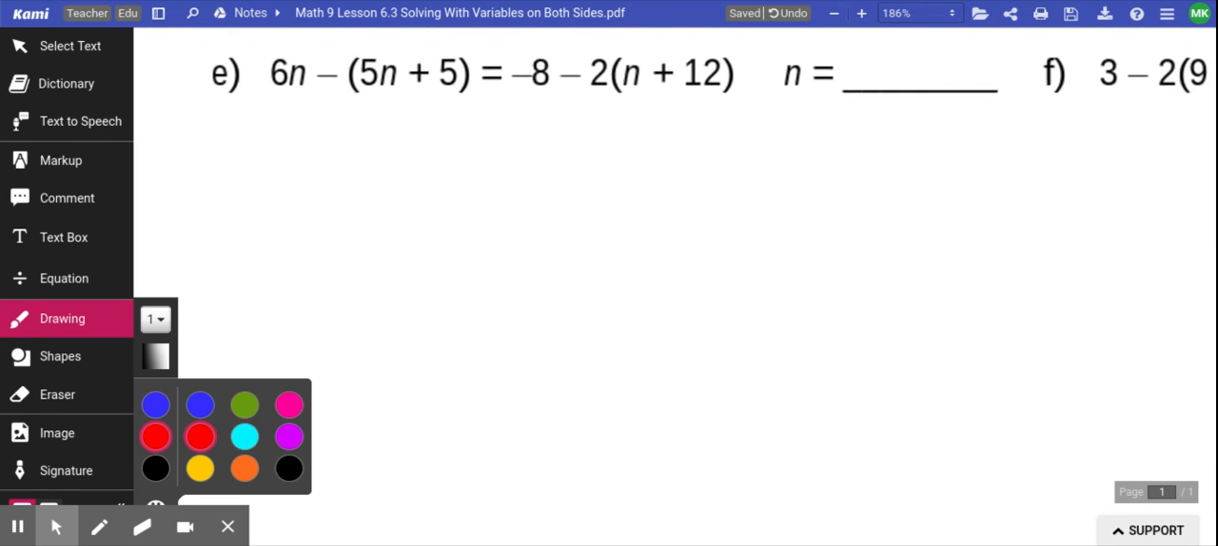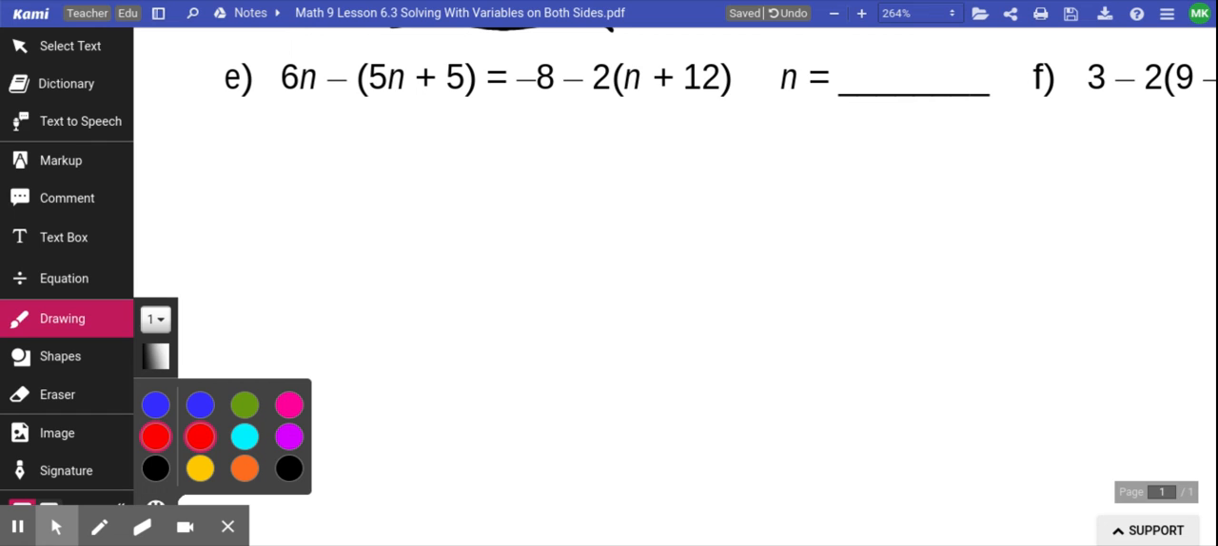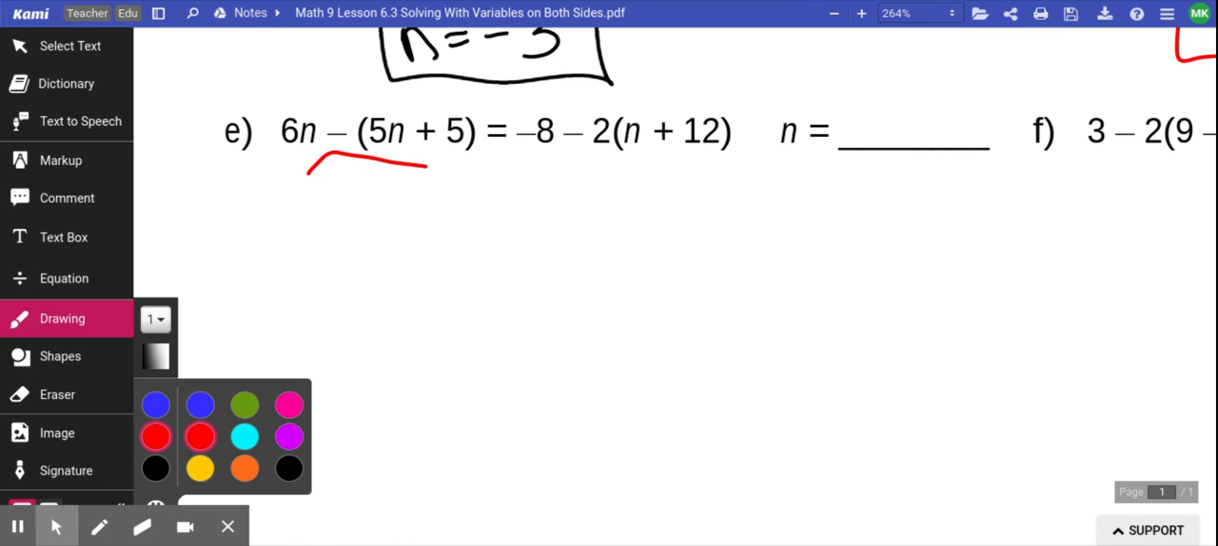If we look at E, we have brackets. The first thing we have to do with brackets is get rid of them by multiplying whatever's in front into them. This first set of brackets right here is tricky. Sometimes people make a mistake and they multiply the 6n in. The 6n is not what's in front of the brackets. Remember that you only want to multiply something that's touching the bracket. That 6n is not touching the bracket because there's a negative symbol in between. There's negative right here.